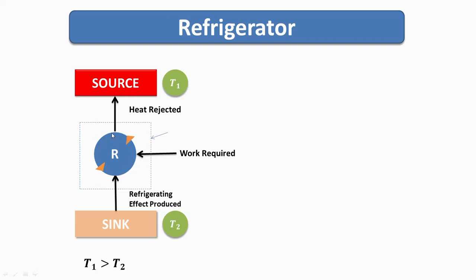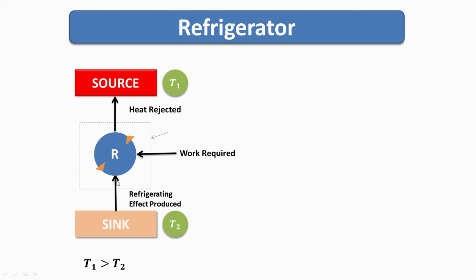Whenever there is a power absorbing device, we have an anti-clockwise rotation of the cycle, and whenever there is a power producing device, then it is a clockwise rotation of the cycle. So work is required to abstract the heat from the lower temperature and transfer it to the higher temperature. So heat is abstracted from the space to be conditioned, or from the space whose temperature is to be reduced, and then that is known as the refrigerating effect produced.